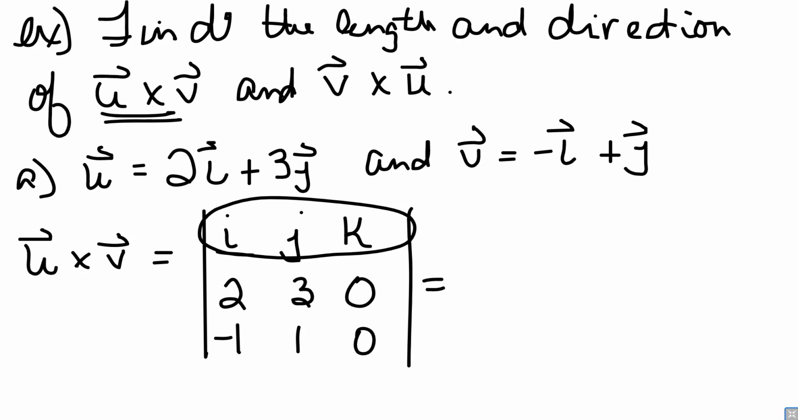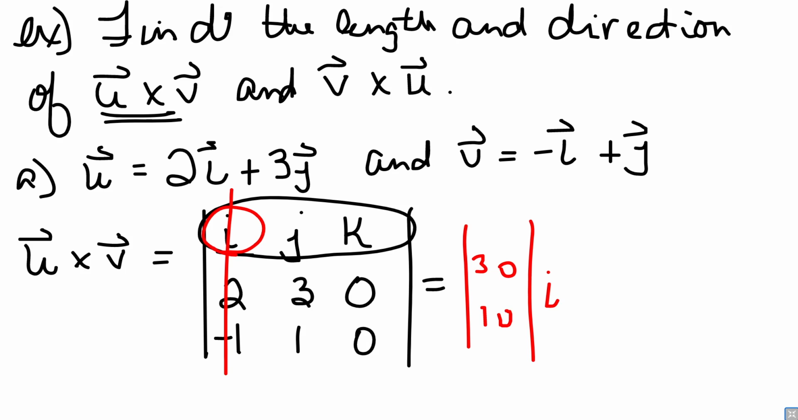So if we do first row, first column, notice that i is the one that is crossed out in both situations. So i is going to go at the end. Our determinant that is left is the numbers that are not marked. So it's going to be 3, 0, 1, 0. Any questions there?